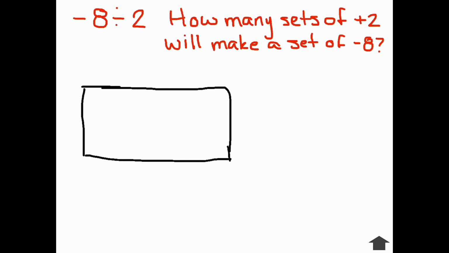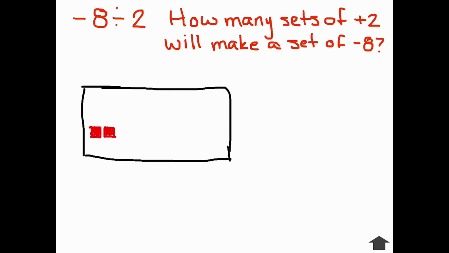Here, if I put pairs of positives in the box, I will never reach negative 8 because all of my integer cubes would still be yellow. So I need to put in pairs of negatives. Now let's stop and think for a moment. If I am finding how many sets of positive 2 make up a set of negative 8, how will that work if I only add sets of negative 2? What can I do to address the sets of positive 2 I am supposed to be finding?